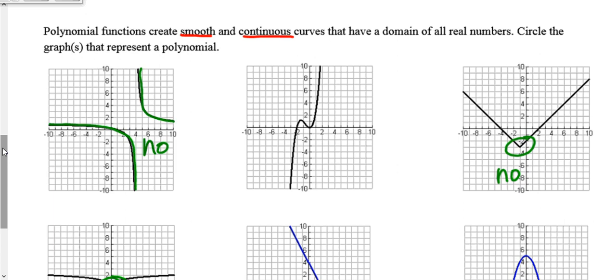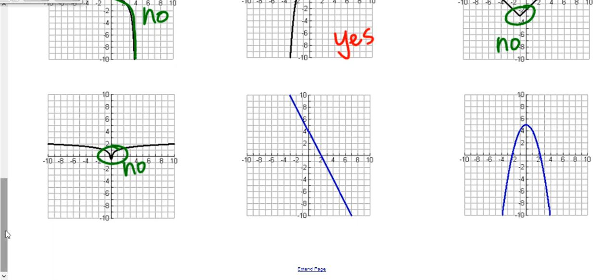The three remaining graphs all meet the criteria. They are smooth, continuous curves. And if you look at the remaining two here at the bottom, we know that linear functions are polynomials already, and we know that quadratics are polynomials. So we should have been able to identify those right off the bat.